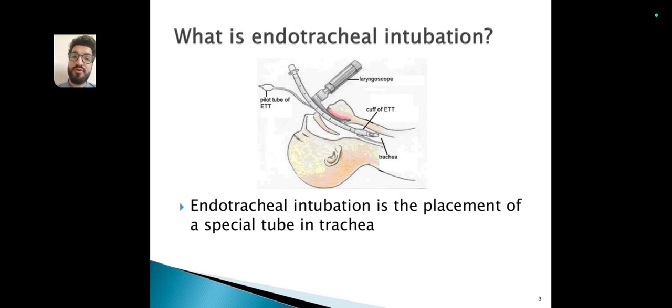Now this particular tube is not like any other common tube. It is a special tube which we know as the endotracheal tube or the ET tube. So that tube is inserted into the trachea, and this tube is actually used for the purpose of ventilation, and we can ventilate the patient by this tube once it is inserted into the trachea.